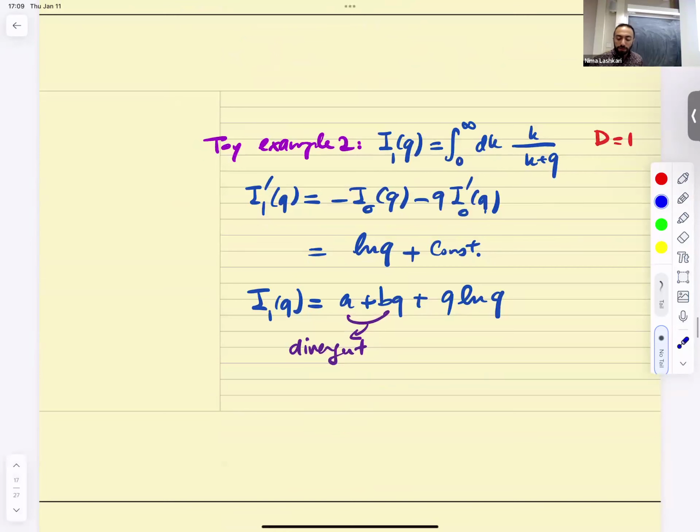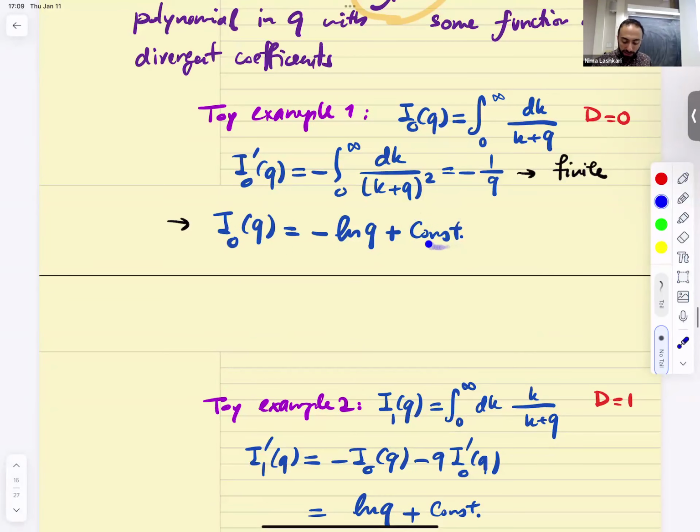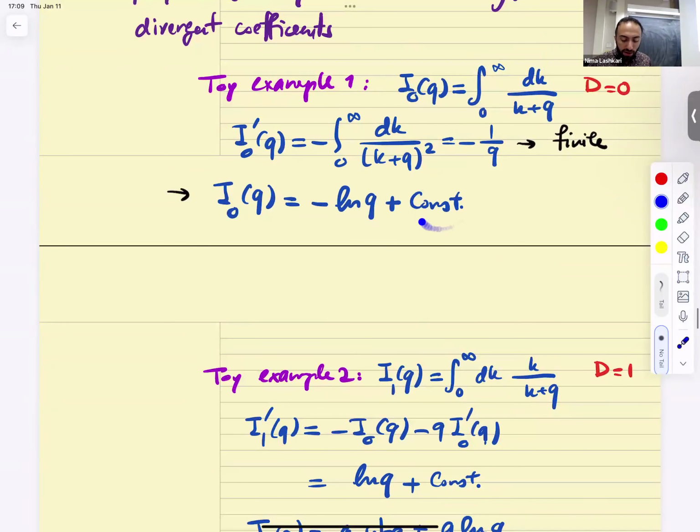The second example is when you have something like this, where the degree of the divergence is 1. You take a derivative with respect to q, you get these two expressions, but you can easily relate them to the previous integral, right? So this ends up being a plus bq plus q ln of q. Now the divergences are in these two terms, a and b. In the previous case, the divergences were here, in this constant.